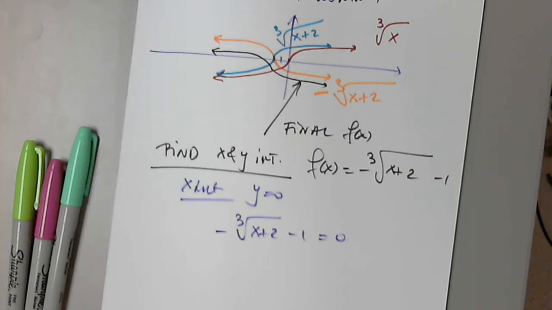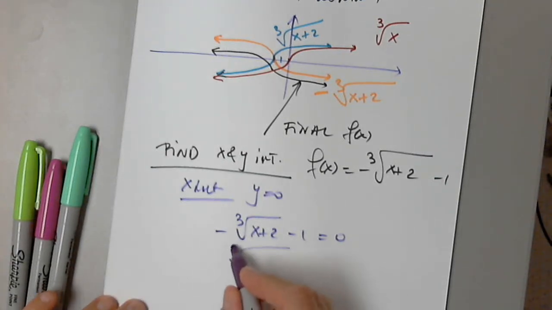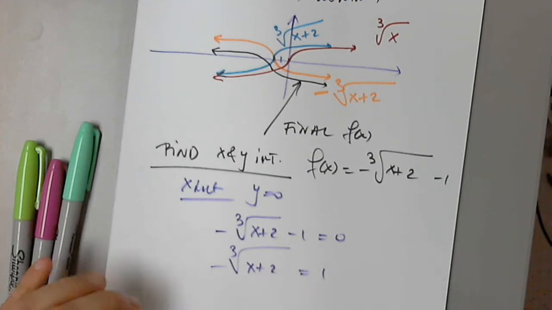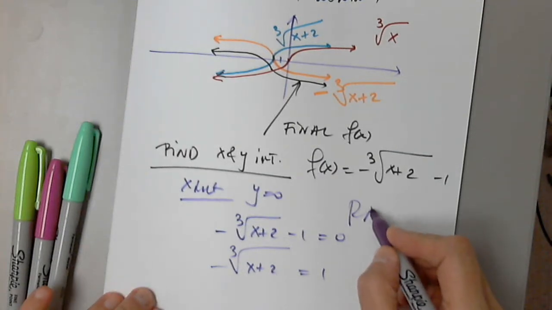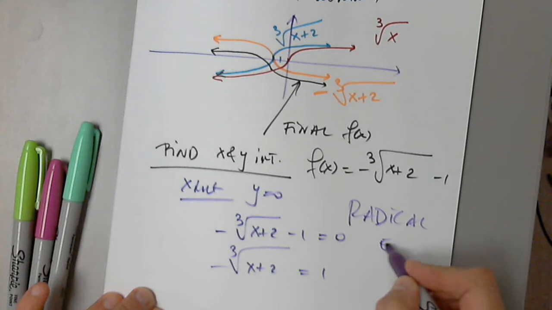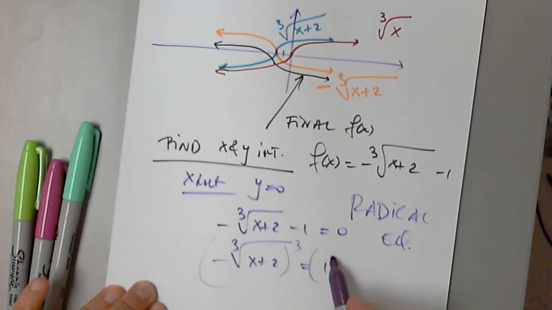You start by adding 1. Right, so it's a radical equation. So we will have to cube both sides.